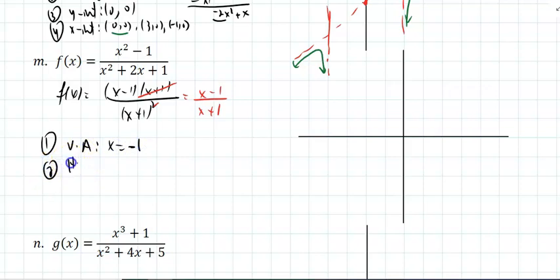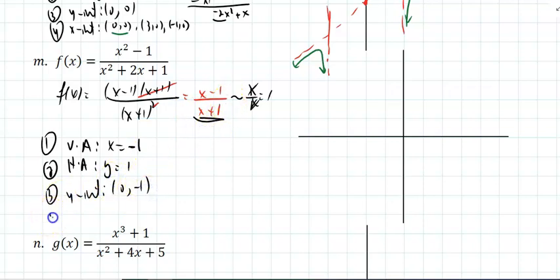2. Horizontal asymptote y equals, since the top is dominated by x and the bottom by x, they cancel out, that's 1. 3. The y-intercept, again, of this, let x equal 0, you get negative 1 over 1, which is a negative 1, and 4.